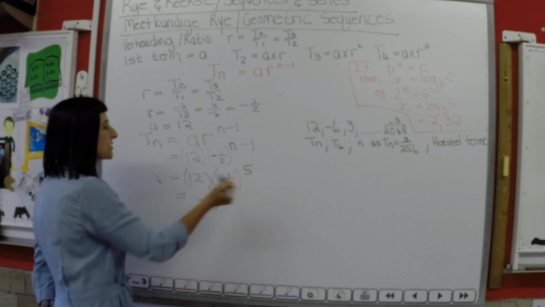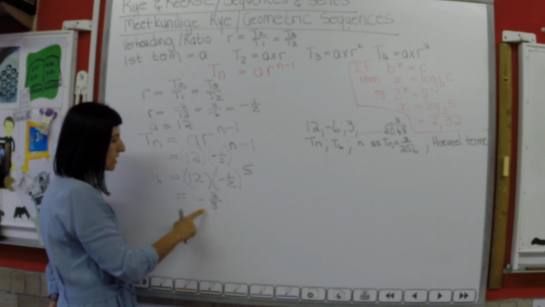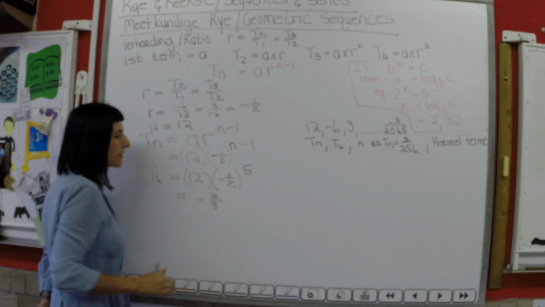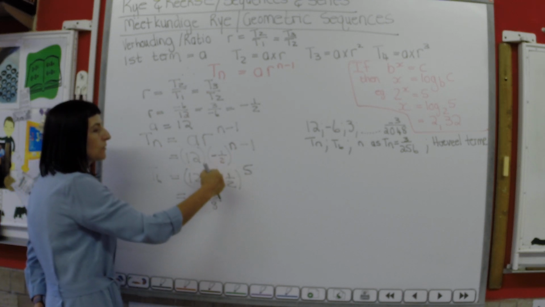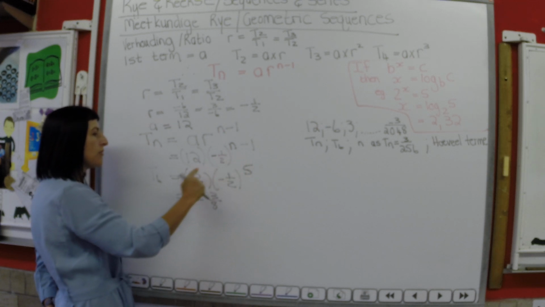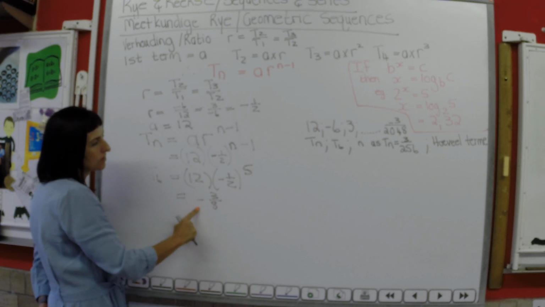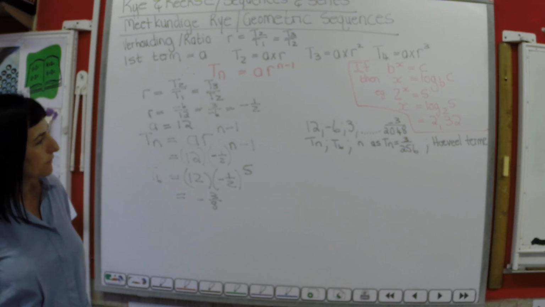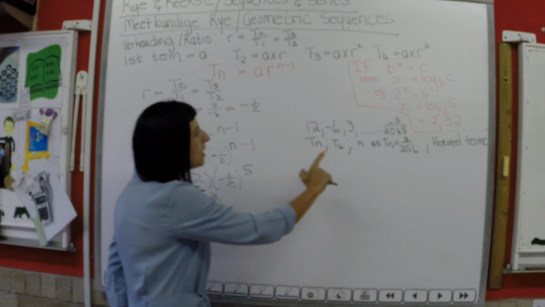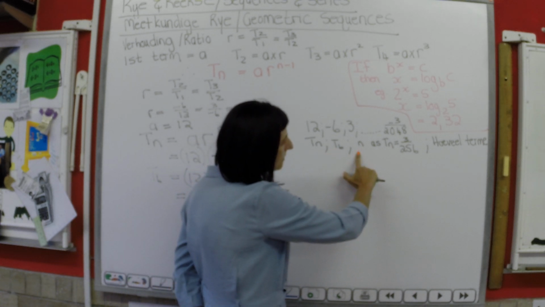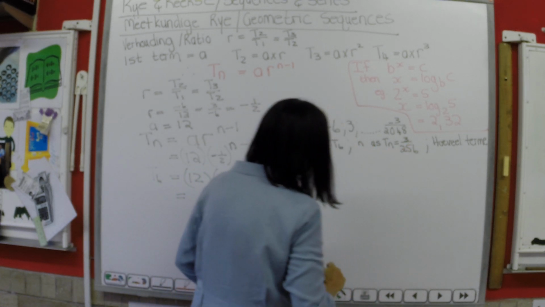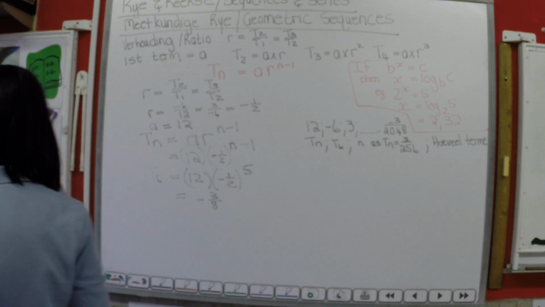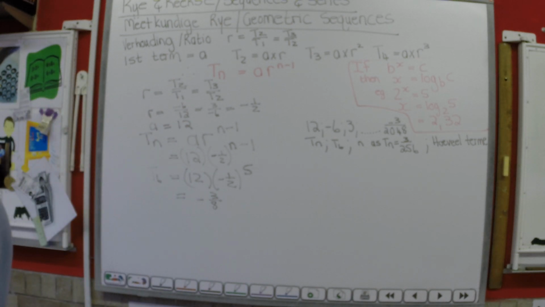Jy kan dit net so in jou sakrekenaar insit. Jou sakrekenaar is slim genoeg om rangorde van bewerking toe te pas. So, your calculator will first calculate that and then multiply it with 12 to give you answer as minus 3 on 8. Goed, die laaste vraag wat hulle vra, die voorlaaste vraag, bepaal vir n as Tn gelyk is aan 3 op 256.